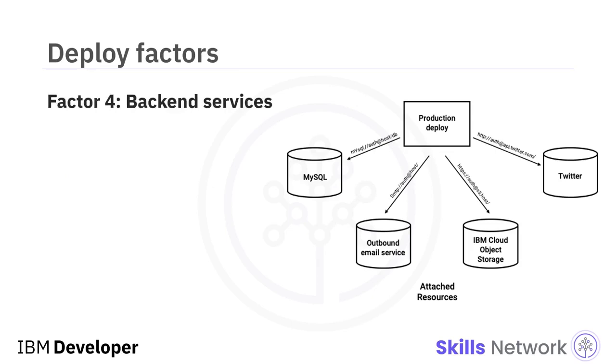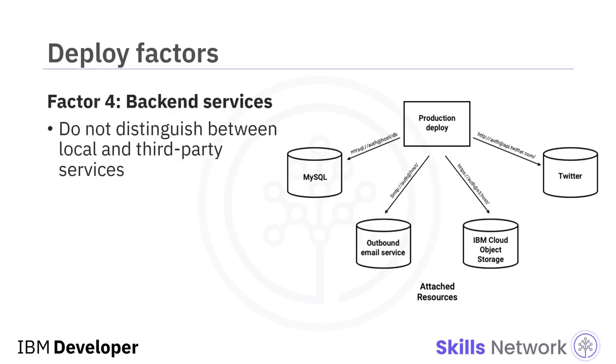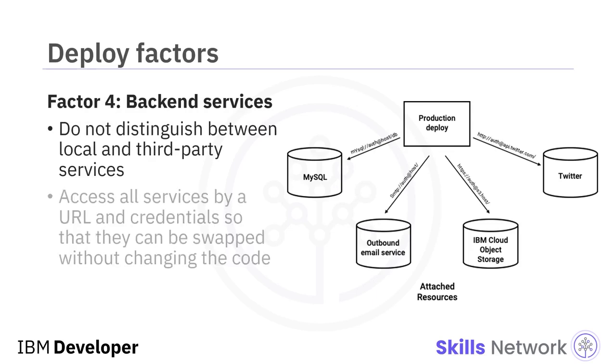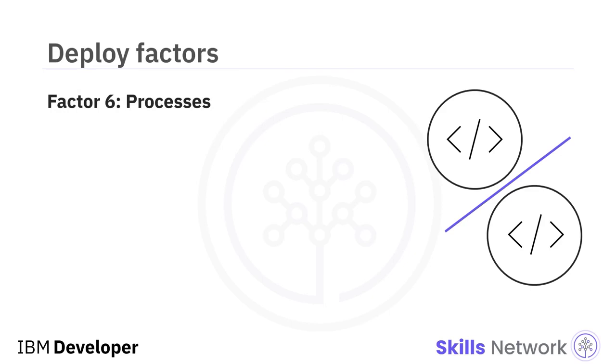Factor 4 is back-end services. A 12-factor app should not distinguish between local and third-party services. Both should be accessible via a URL or other location information, along with any credentials, so that a developer can easily swap out the back-end service without changing the code. For example, if a database experiences problems, a new database can be spun up and substituted in without having to change the code.